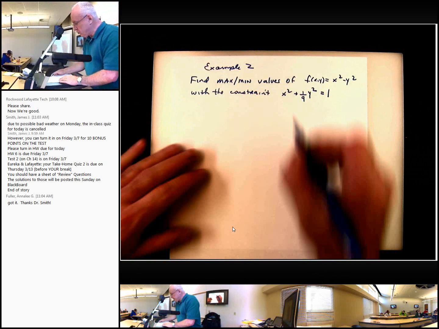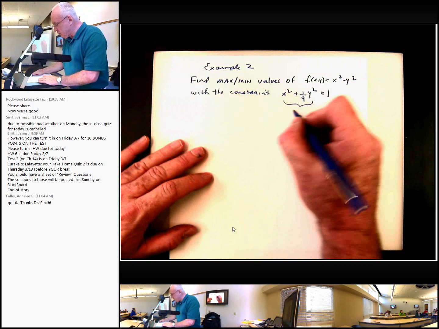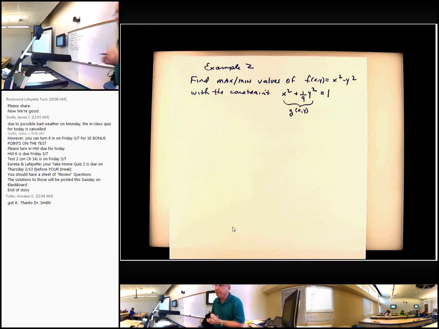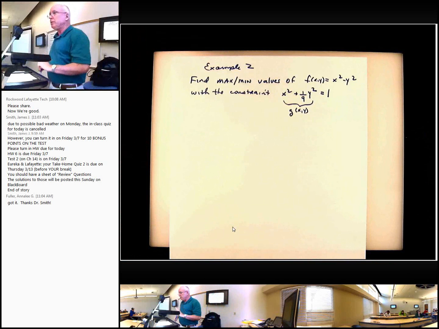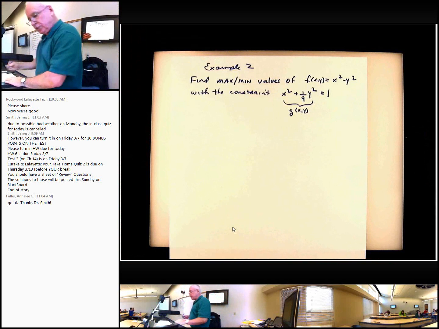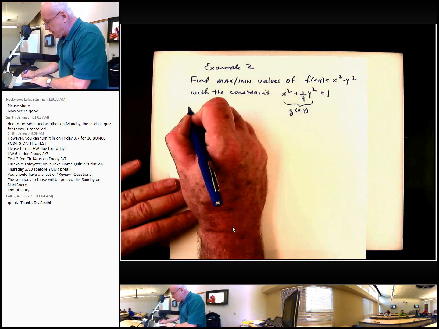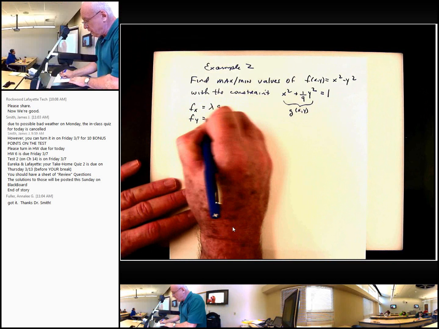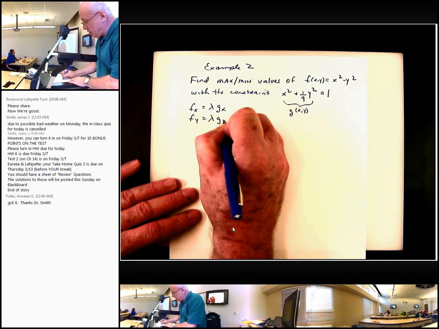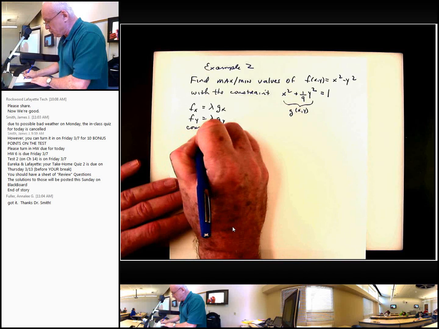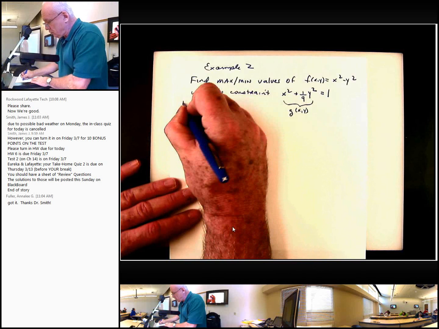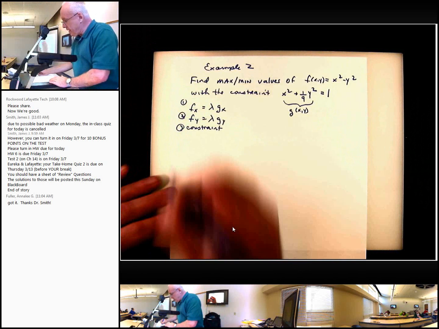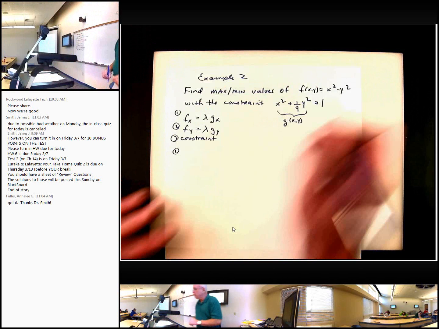So this constraint over here, this thing on the left side, this is our g(x,y) function. Okay? So again, we're going to set the two parts of the gradients equal to each other. So we're going to have fx equal lambda gx, fy equal lambda gy, and then the third one is the constraint. 1, 2, and 3.